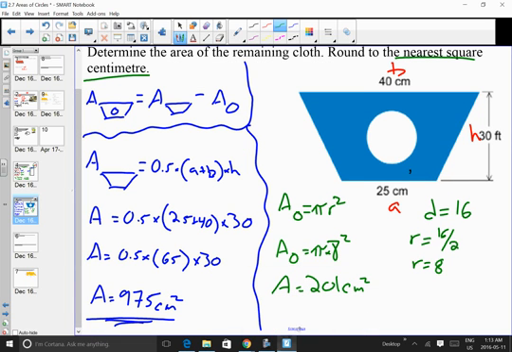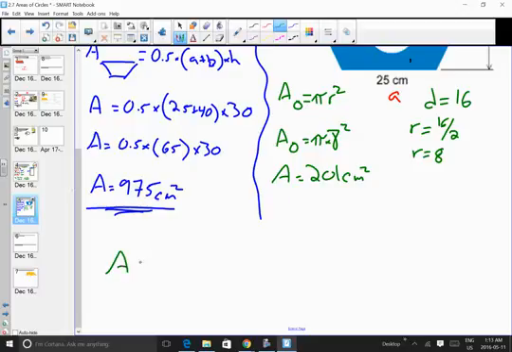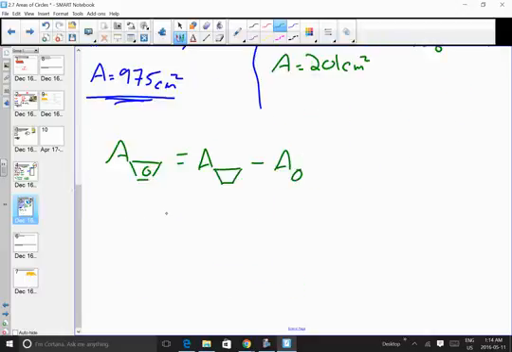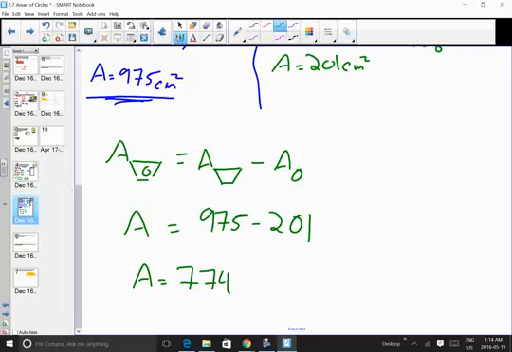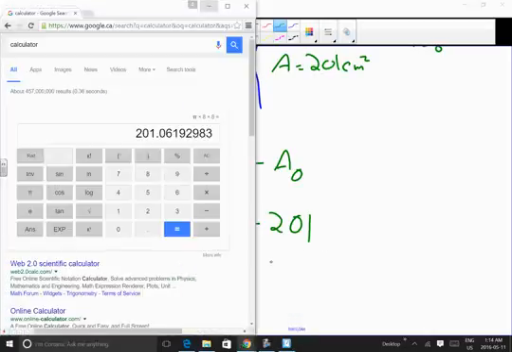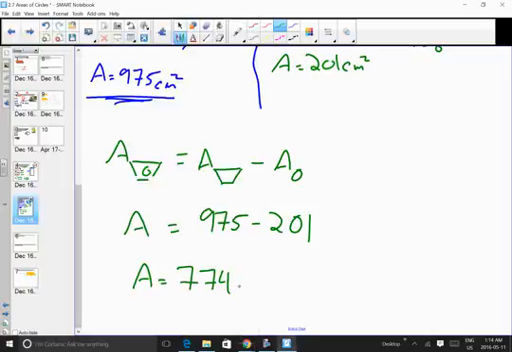Right, so now I just have to remember that I was looking for the area of the trapezoid with the hole cut out of it. So I'm going to take the area of the trapezoid and subtract the area of the circle. The area of the trapezoid was 975. The area of the circle was 201. 975 minus 201 should give us 774, but since I've made a mistake in one of the last videos, I'm going to double check. So that was 975 minus 201. 774. 774, yes! Alright, and that's in centimeters squared.